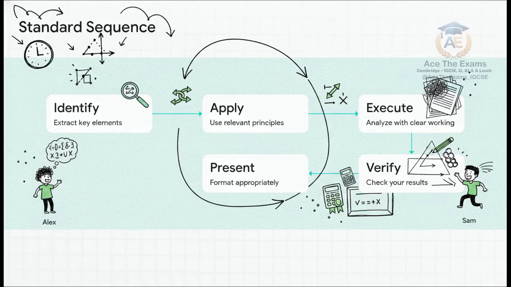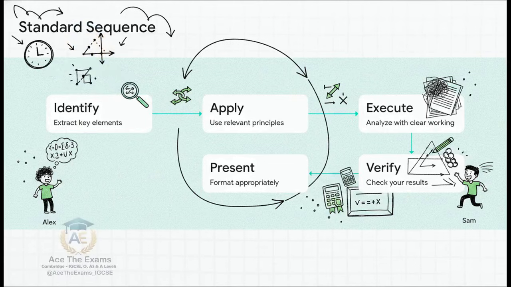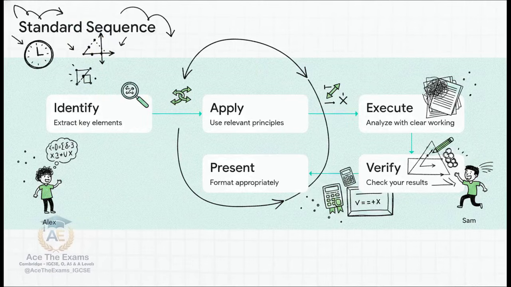You need to extract the relevant position vectors right out of the text before doing anything else. Step 2. Apply relevant principles. This is where you decide strategically if you are using vector addition or subtraction to find that displacement vector. Step 3. Execute your analysis with crystal clear working, no skipped steps. Step 4. Verify your results against the given geometric parameters. And Step 5. Present your final data in the appropriate format requested by the command word. Synchronizing these 5 precise steps ensures you navigate the turbulence of the exam efficiently without burning up your time fuel.